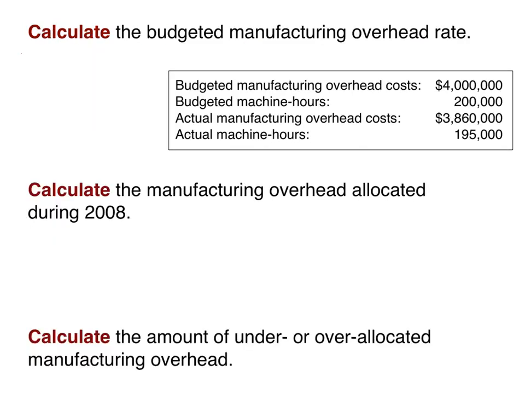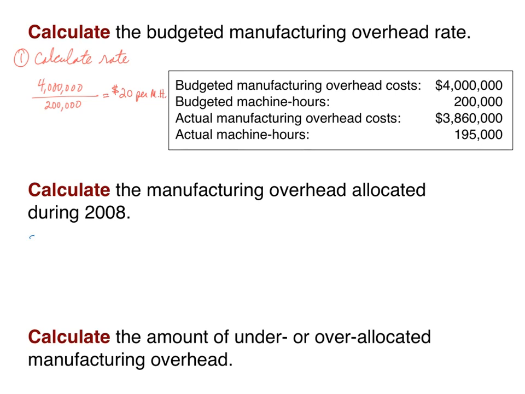Recall that step one in the process is to calculate the rate. Okay, so we're going to calculate our allocation rate for overhead. And to do that, we need estimated overhead divided by the estimated allocation base. So we can see in the information given here, the estimated overhead is $4 million. And we read in the problem that the allocation base was machine hours. So we need estimated machine hours, and that was 200,000. So when we do the simple math here, we find that the overhead rate is $20 per machine hour.